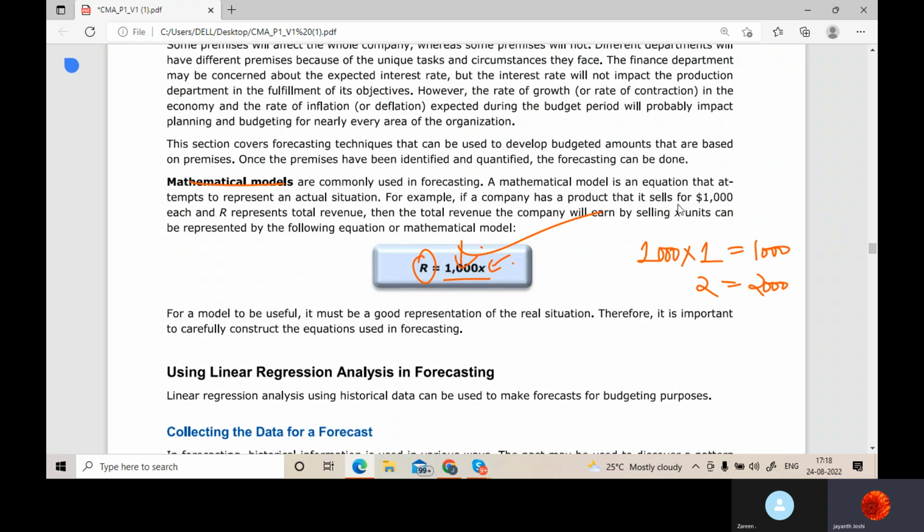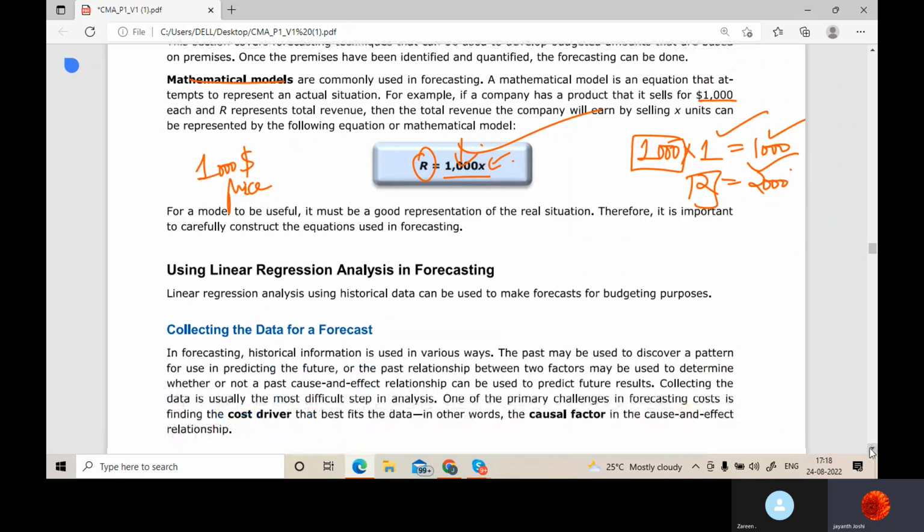If a company has a product that it sells for $1000 each, so they always have fixed their price. So the price here is $1000. It's a fixed price. Now you increase any number of units, you get the price for the total units. Isn't it so? Or the revenue or the sales for total units. So if I have $1000 which is fixed, for 1 unit the price is 1000. For 2 units it is 2000.